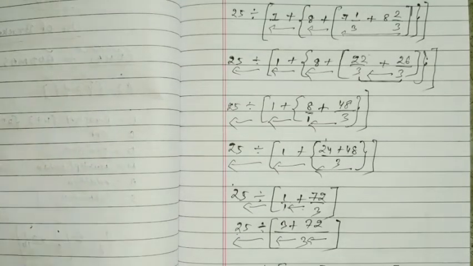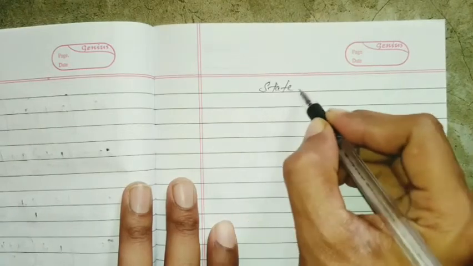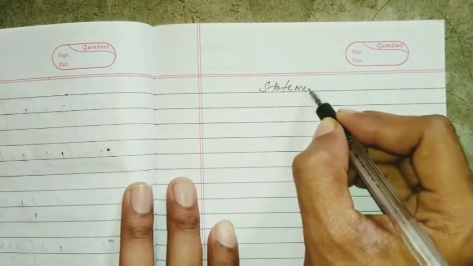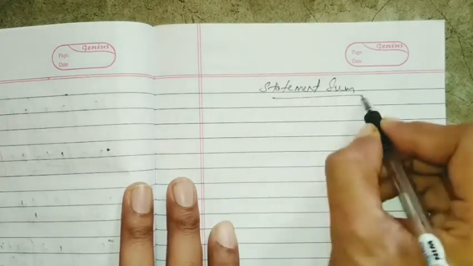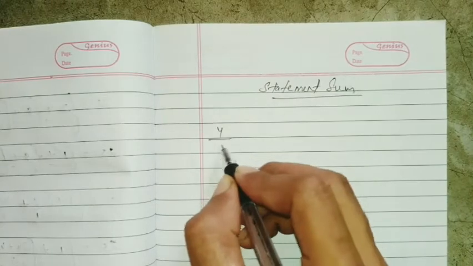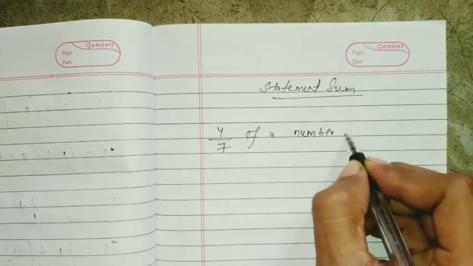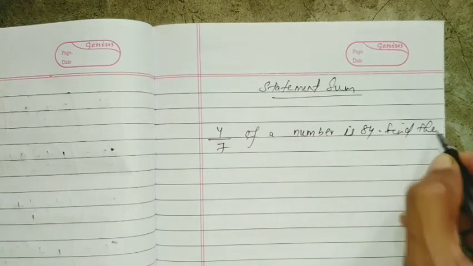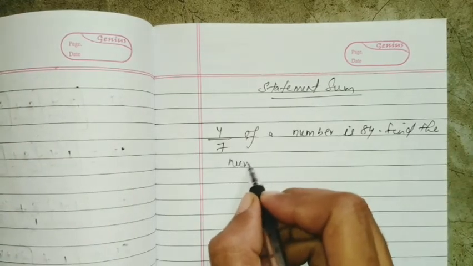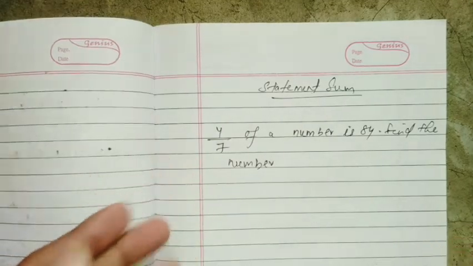Now next comes statement sums, some word problems, how to solve the word problem. Statement sum. So suppose the question says that 4 by 7th of a number is 84. Find the number. What do you say? 4 by 7 of a number.